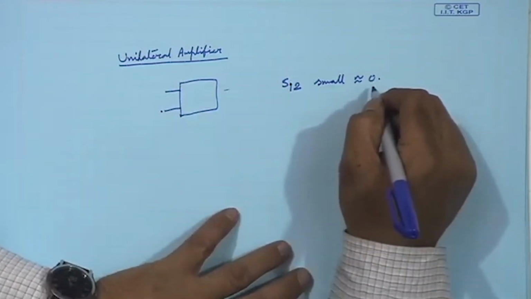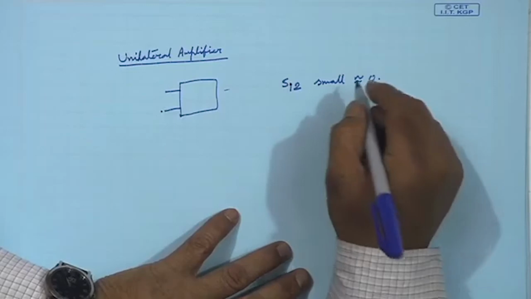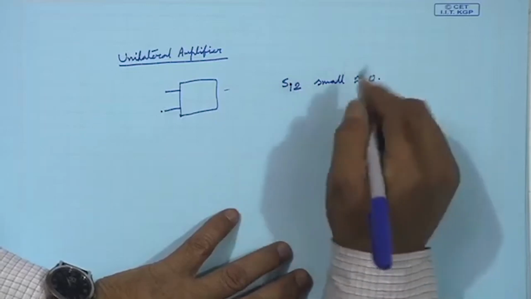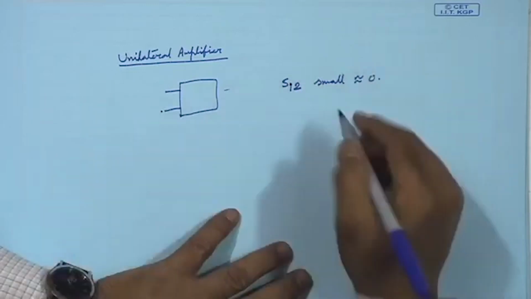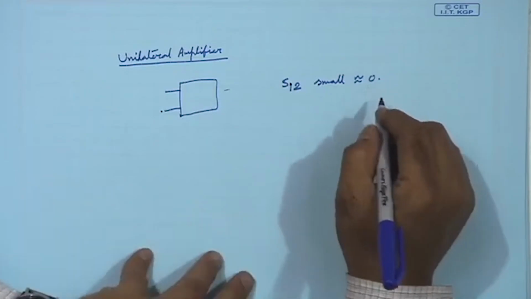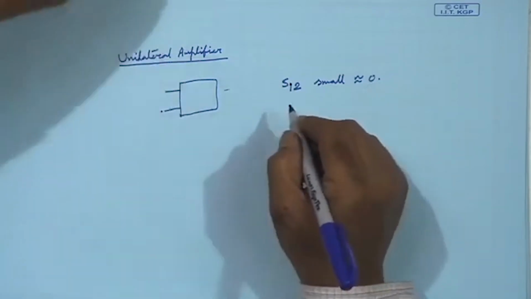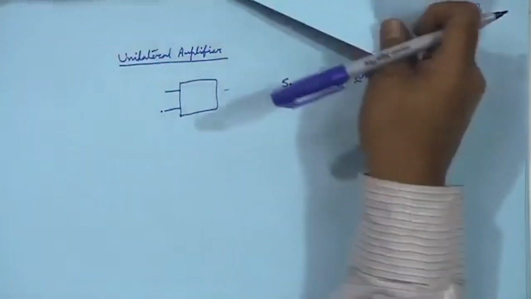Sometimes it is not exactly 0, but very small. Compared to S21 it is quite small, so if we consider it to be 0, in that case let us look at this expression.